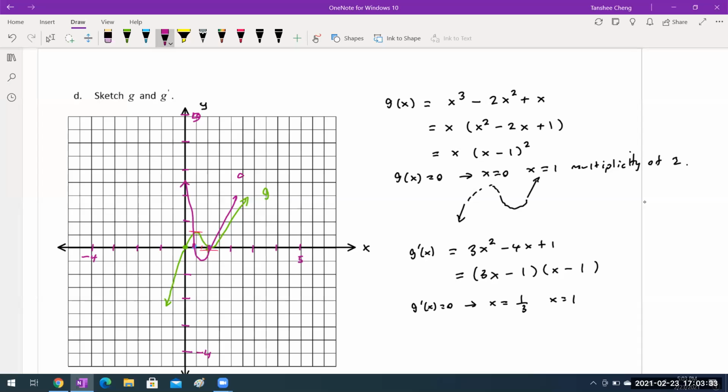So this is my G prime graph. It's a little bit messier because my scale is a little bit small. I should scale it every 3 units and then you should see better. But hopefully you get an idea, right?